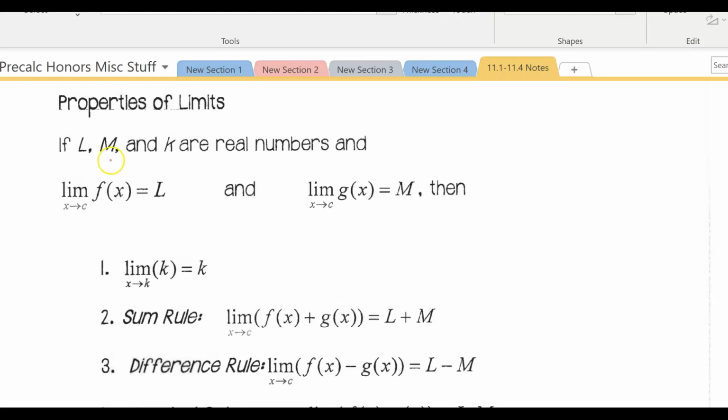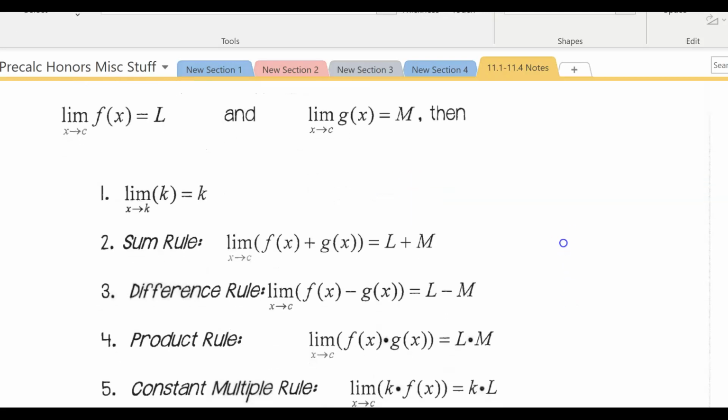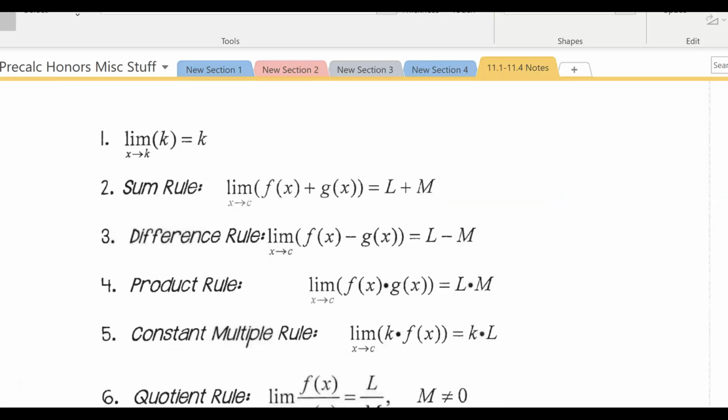So if L, M, and K are real numbers, and we know that the limit as x approaches c of f of x is equal to the real number L. So as x approaches c, the value of this function is approaching L. And as x approaches c, g of x equals M. So again, as the value of x gets closer to c, the value of our function is getting close to M. Then we have this list of properties.